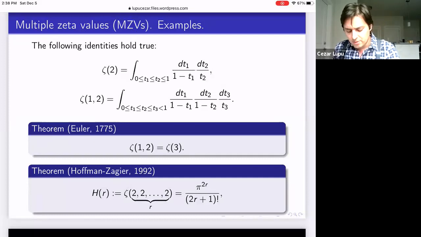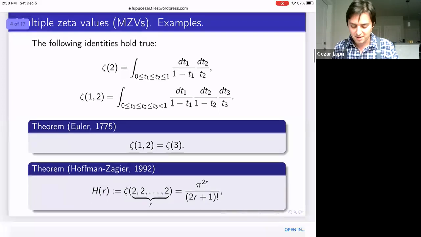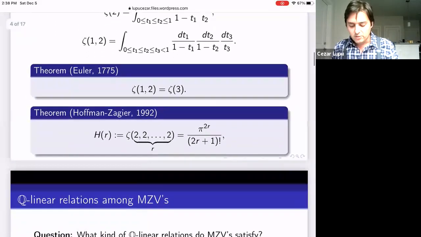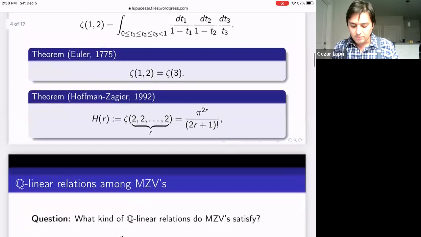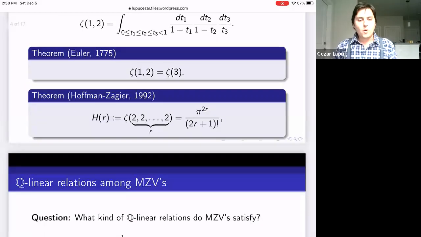Well, the initial proof of Hoffman is a little bit more complicated than Zagier, but this was the starting point of finding identities for the multiple zeta values. All right, now we're interested in answering the following question. What kind of Q-linear relations do multiple zeta values satisfy? This is a very important question.